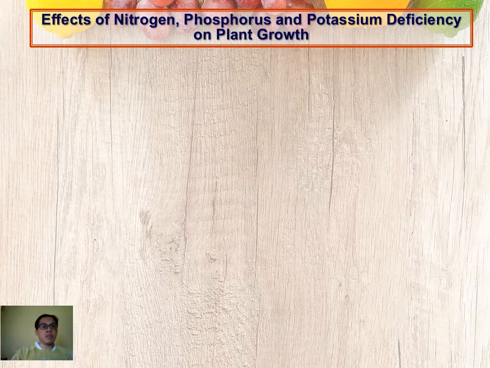Okay, now kita akan pergi kepada slide seterusnya, iaitu effects of nitrogen, phosphorus and potassium deficiency on plant growth. Kesan-kesan kekurangan nitrogen, the effect of lacking phosphorus, kesan kekurangan phosphorus, and the effect of lacking potassium, kesan-kesan kekurangan potassium on plant growth.